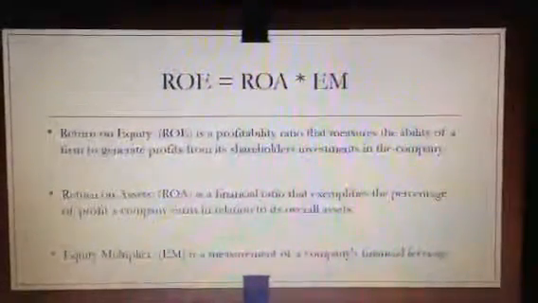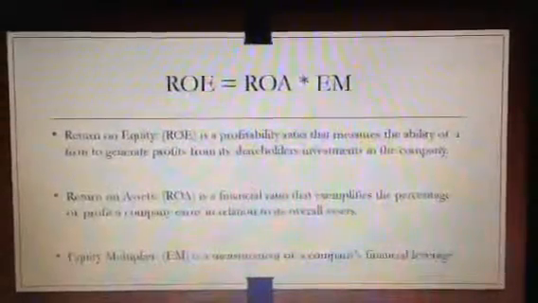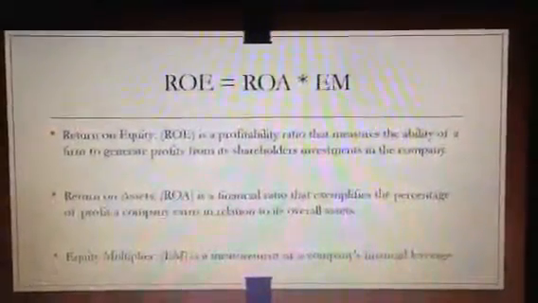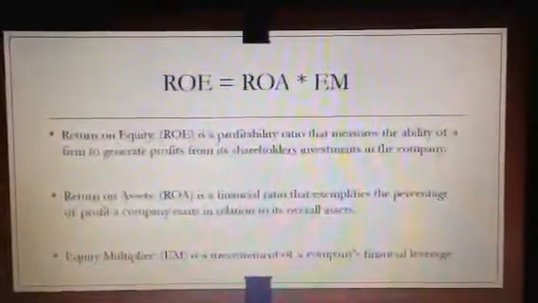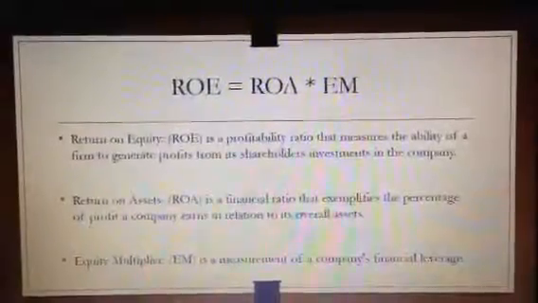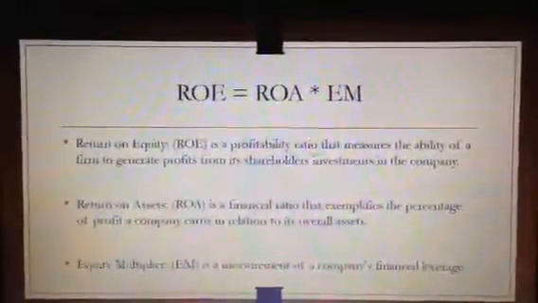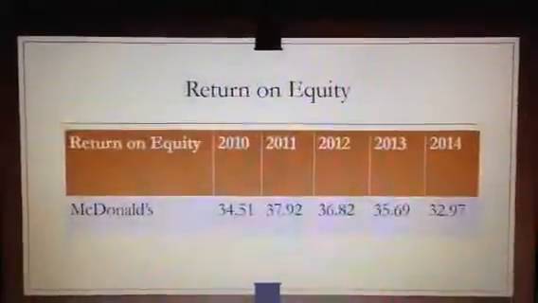Return on assets is a financial ratio that exemplifies the percentage of profit a company earns in relation to its overall assets. Equity multiplier is a measurement of a company's financial leverage. Companies finance the purchase of assets either through equity or debt, so a high equity multiplier indicates a larger percentage of assets are being funded by debt.